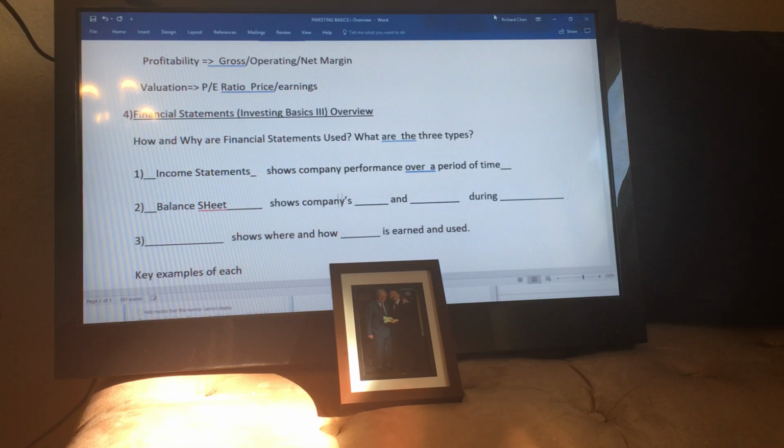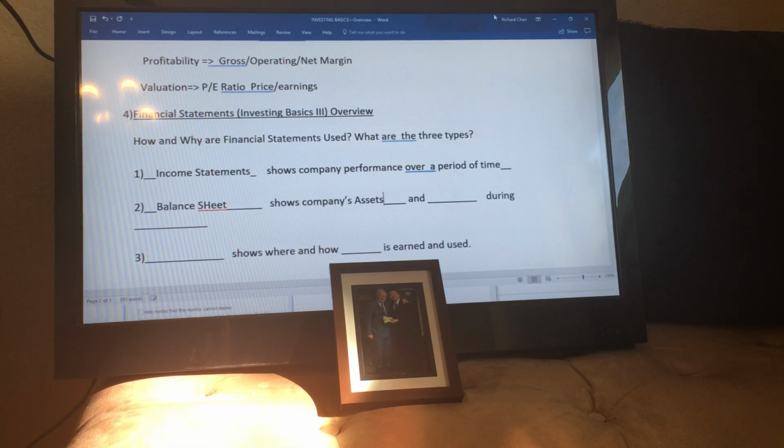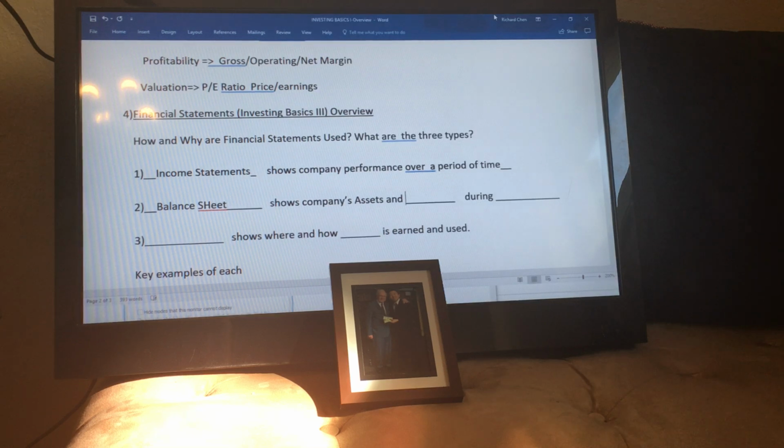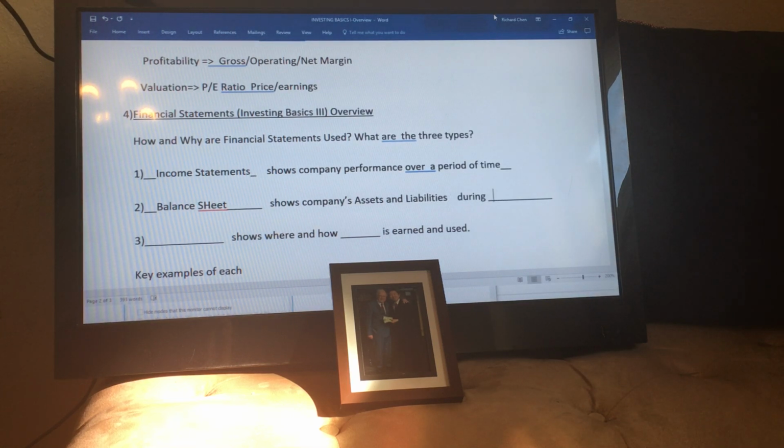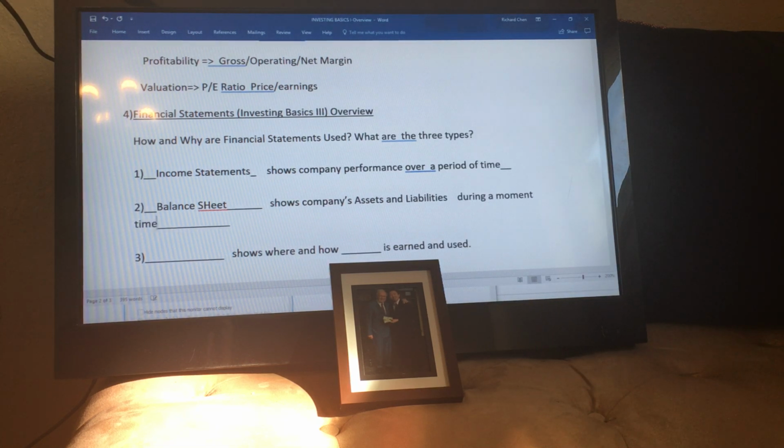shows a company's, and here's the key word, assets. We talked about assets and liabilities. You can call it a snapshot, a moment in time, right? So at, let's say, 10:38 a.m. Eastern, you can look at a company's balance sheet as of 10:38 a.m. Eastern on January 31st, 2018.